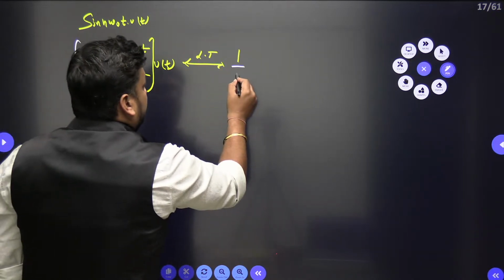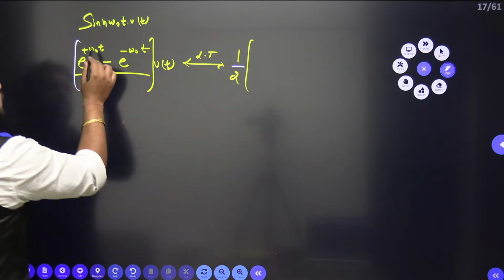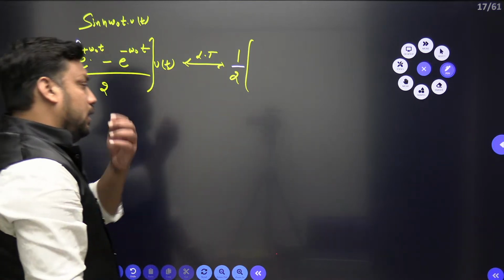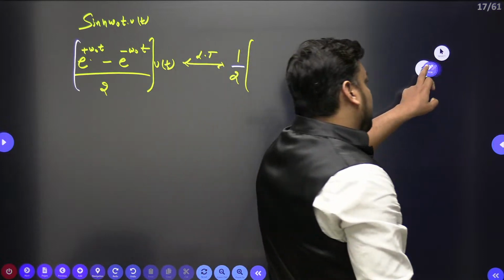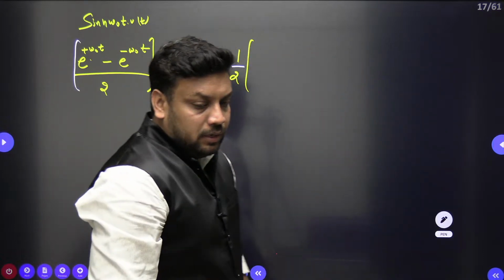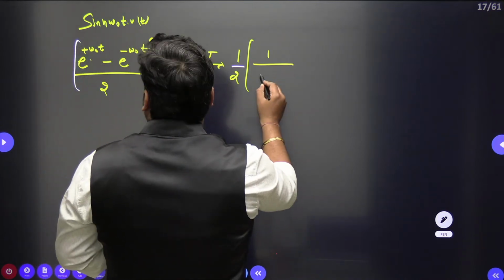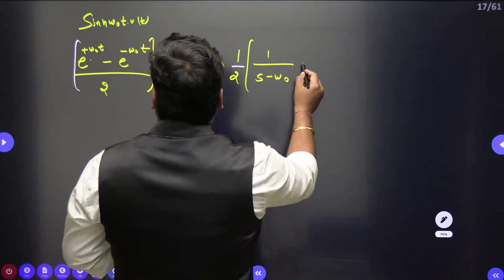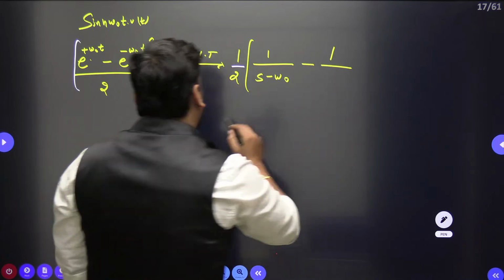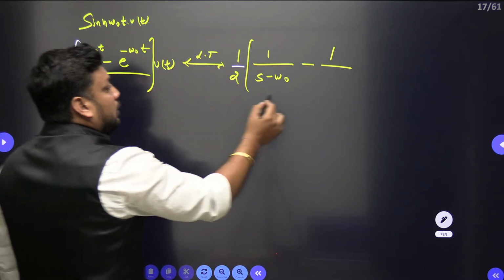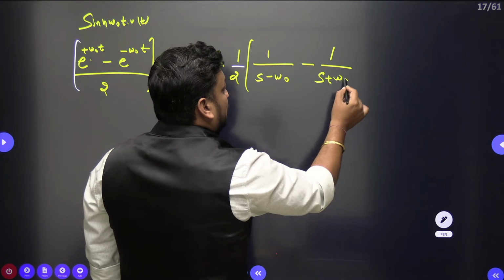1 by 2 is already outside. E to the power omega 0 t into u(t). Now this is a good question. This is not hyperbolic with j, it means j is not in the power. So what should you write? 1 upon s minus omega 0 and minus 1 upon, do you know frequency shifting, opposite sign, so here it will be s plus omega 0.